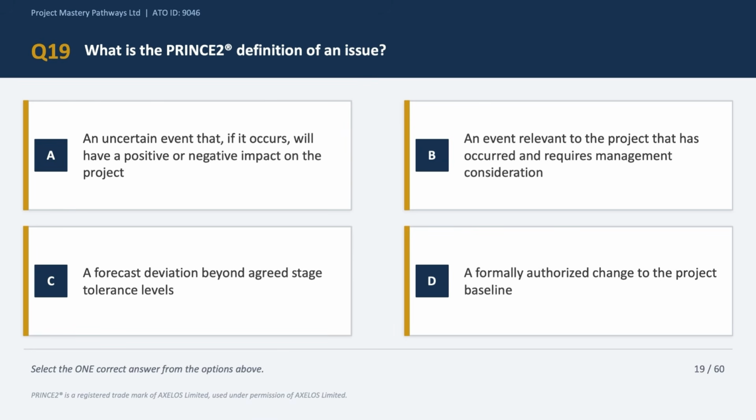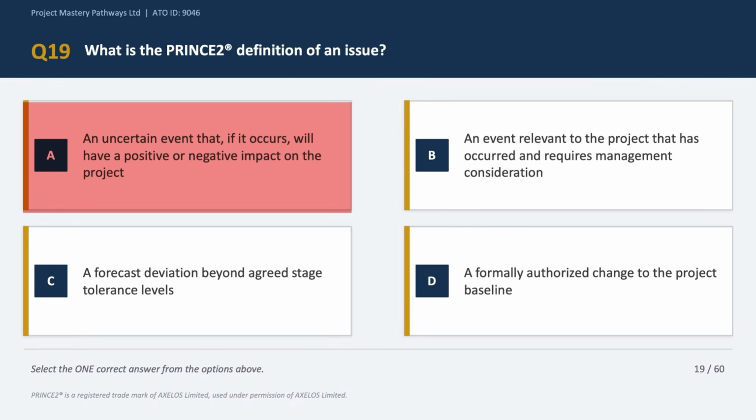Next, question number 19. What is the PRINCE2 definition of an issue? So here we are back to the definitions, and this time the question is asking about issues. Now do not confuse this with risks, right? A risk is uncertain, however, an issue is not. So option A says an uncertain event that may have a positive or a negative impact. Now that is close to the definition of a risk, right? Because the keyword is uncertain. An issue has already happened or is very certain to occur. So option A is incorrect.